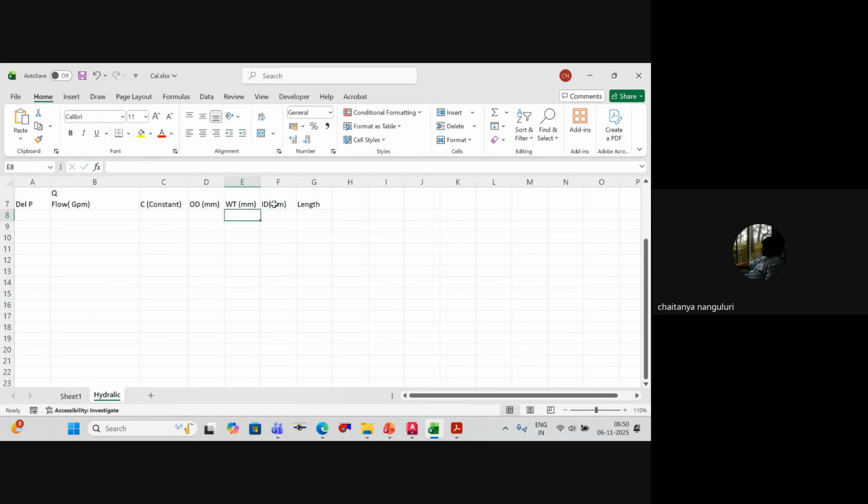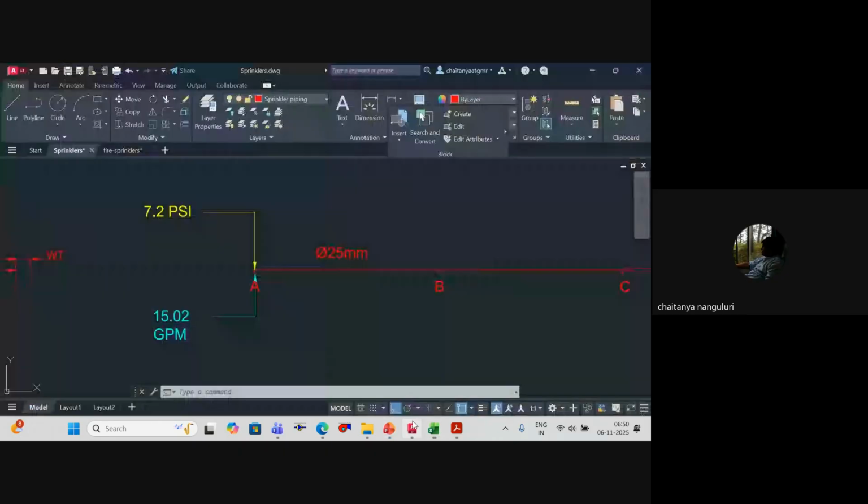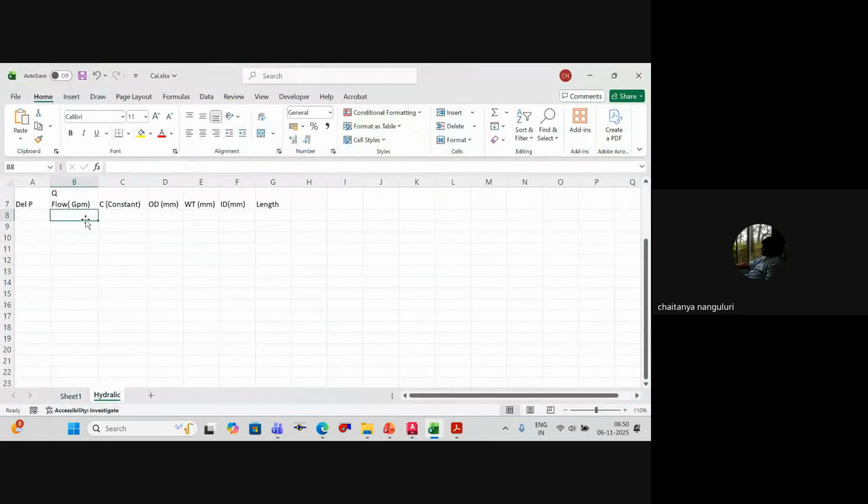Okay. So now we have to calculate the delta P value. So what is the flow rate that we have to calculate? What is the GPM? 15.02 GPM. I'll write from where to where also. That's a section of the pipe, so this is A to B. The delta P is for 15.02 GPM.